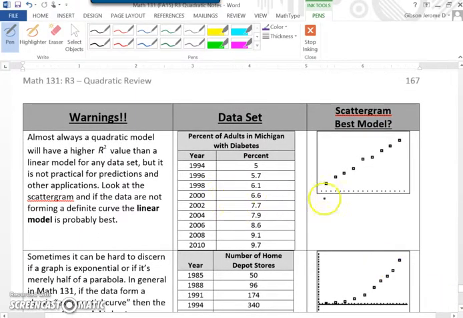Now, it gives a warning here. It says almost always a quadratic model will have a higher R-squared value than a linear model for any data set, but it is not practical for predictions and other applications. Look at the scattergram, and if the data are not forming a definite curve, the linear model is probably best. So basically what they're saying here is this. The quadratic model, of course, is always going to have the stronger relationship in most cases. But if you look here at the graph, you do not see any type of curve here, really, right? This would most likely be a linear model, as opposed to a quadratic model.